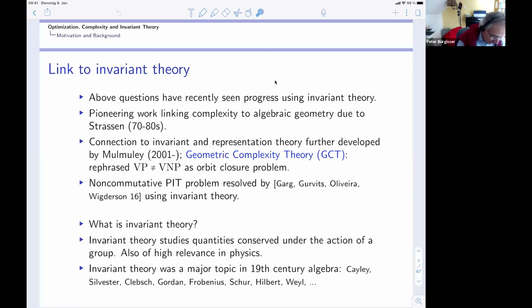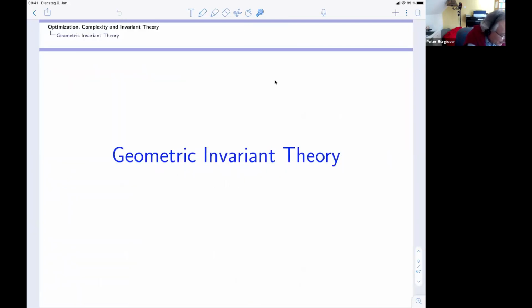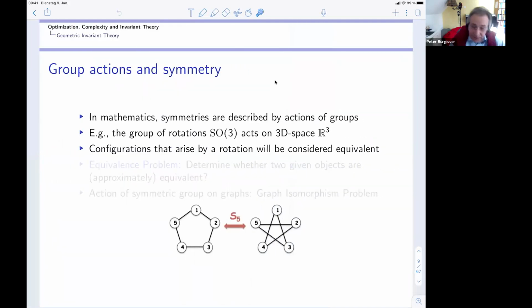I will now talk a little bit about geometric invariant theory and then also formulate more precisely the problems we are studying. So, geometric invariant theory. This slide is again very general. I wanted my talk to be comprehensive. As I said, in mathematics, symmetries are formalized by the action of groups. So this is extremely general.